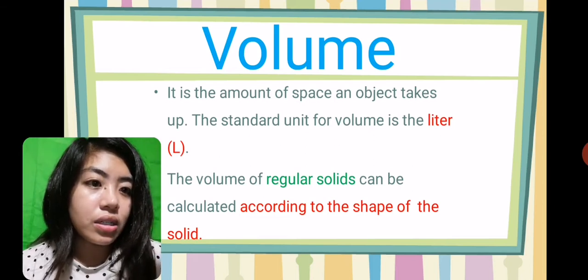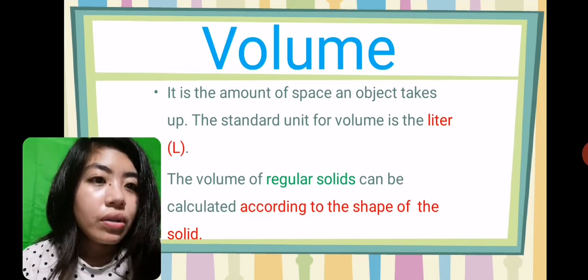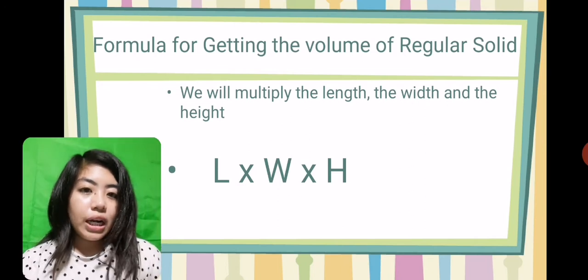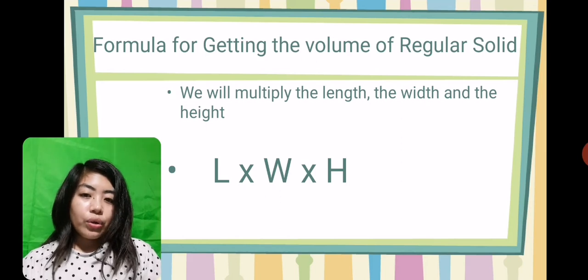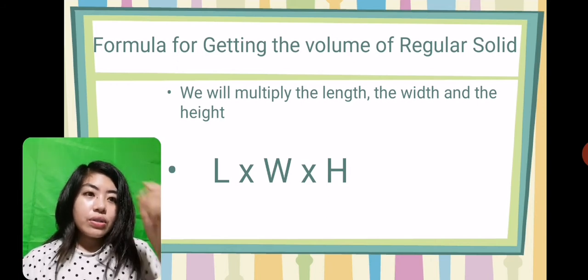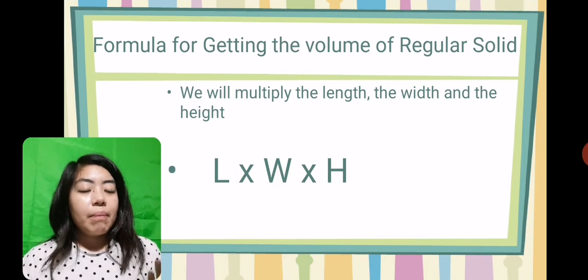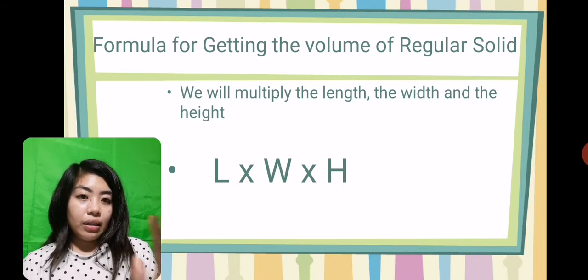The volume of regular solids can be calculated according to the shape of a solid. So, ito yung formula na ginagamit natin para malaman yung volume ng regular solid. So, yung liter na unit, ginagamit natin siya if ever we are going to find out the volume of a liquid. Pag naman, ang usapan natin ay solid, kunyari regular solid, meron siyang length, meron siyang width, meron siyang height. So, ito yung ginagamit natin na formula. You're just going to multiply length times width times height.